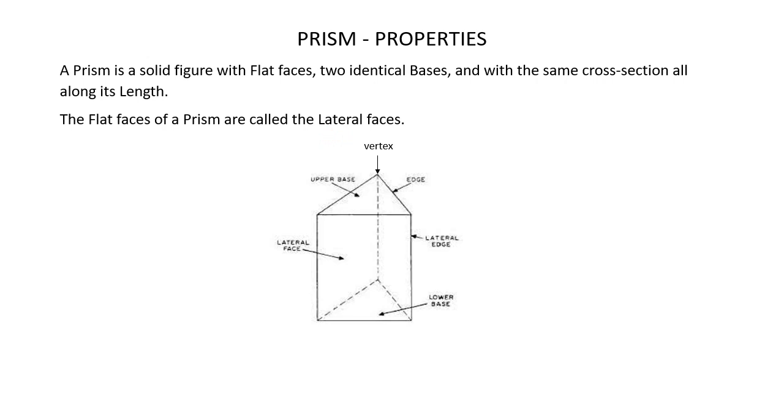Now look at this figure of a prism. As you can see, this prism has all flat faces. It has an upper flat face and a lower flat face. The upper flat face is known as the upper base and the lower flat face is known as the lower base. The flat faces of the prism are called the lateral faces. Now these are the vertices of the prism and these are the edges of the prism.